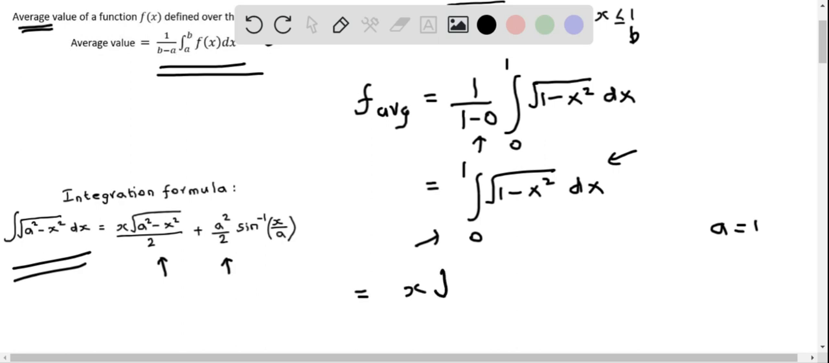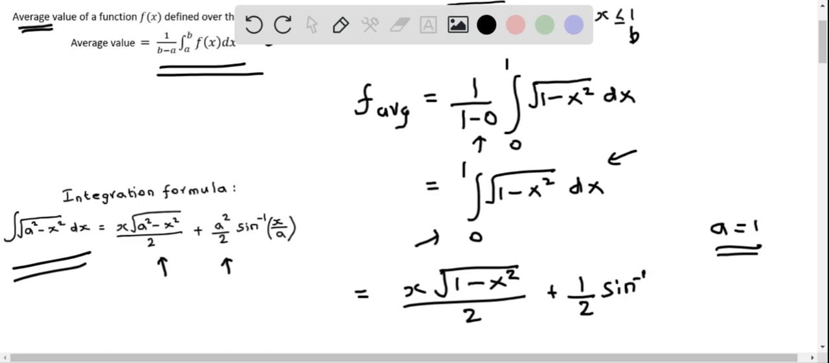So therefore this becomes x times the square root of a squared, that is 1 squared, and 1 squared is 1. I write down this as 1, and then minus x squared, divided by 2, plus a squared by 2, with a equal to 1, so a squared is also 1. So this becomes 1 over 2 sine inverse of x by a. So x by a is 1, so I write down x by 1. Now this has to be evaluated within the limit 0 to 1.